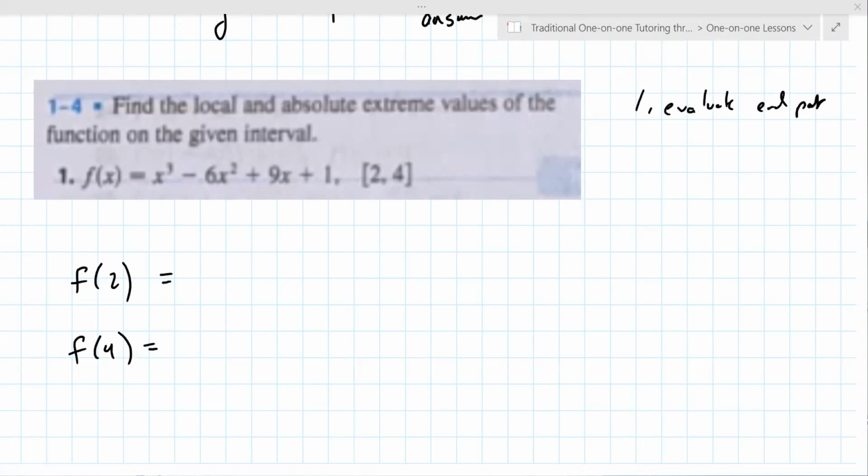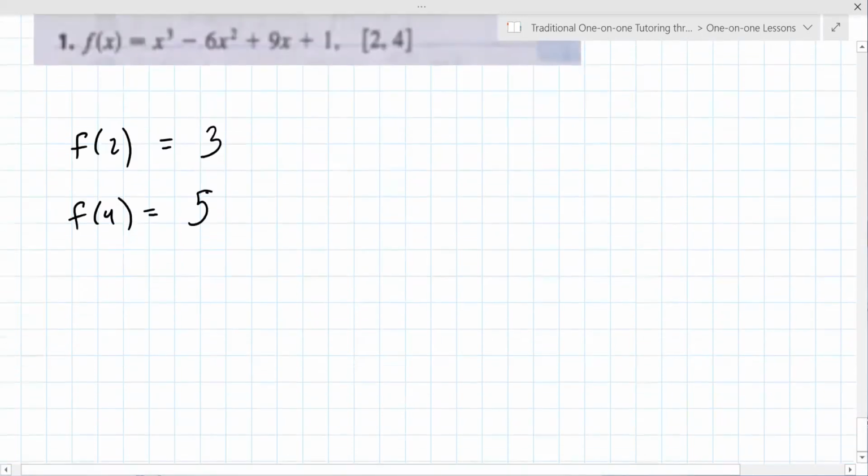So x cubed minus 6x squared plus 9x plus 1. And then for 4, you get 5. So right now, this is the min, this is the max, but we don't know what happens in between those 2 points. Right. So the second thing you do is you take a derivative. So your f prime of x is 3x squared minus 12x plus 9.